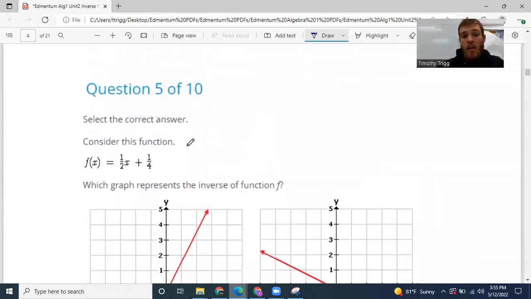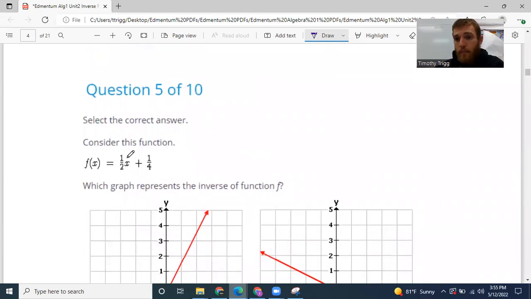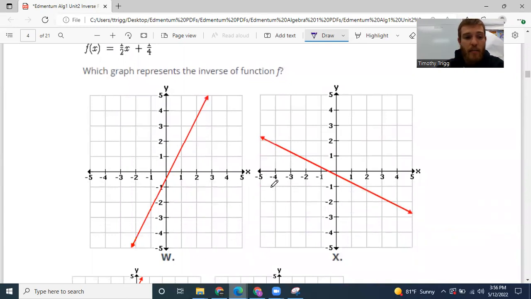Okay, here we have a function and we want to find its inverse, the graph of its inverse.